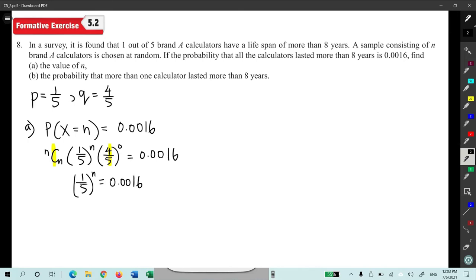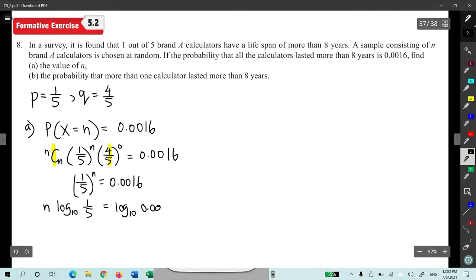So we introduce log base 10. Log base 10 of 1 over 5 to the power of n. So I use the power rule and bring down the n in front of the log, and it's equal to log base 10 of 0.0016.